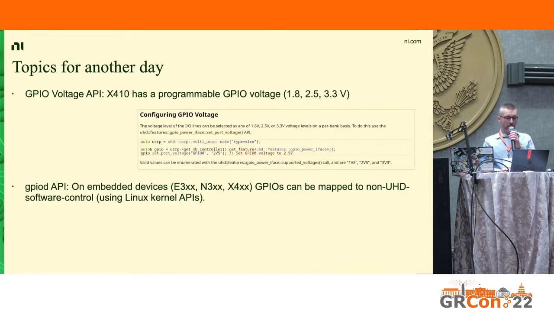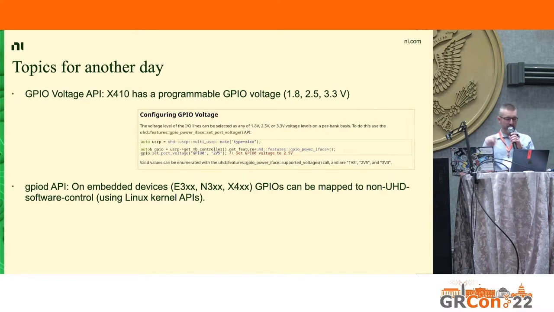Okay, so there are 2 things that I decided not to put in my presentation. I just couldn't fit them in time-wise, but I want to mention them here, and maybe I'll do a longer one of these at some other event, or on YouTube or something. The first one is, I mentioned earlier the X410 has an API to control the voltage of the GPIOs.